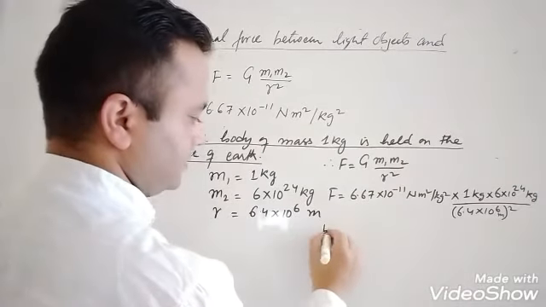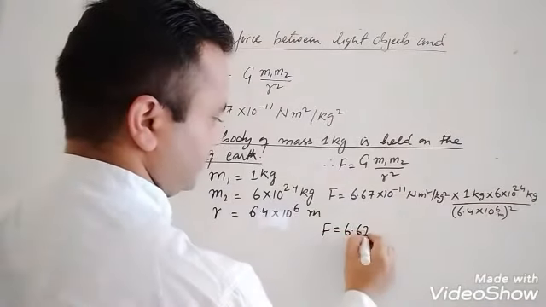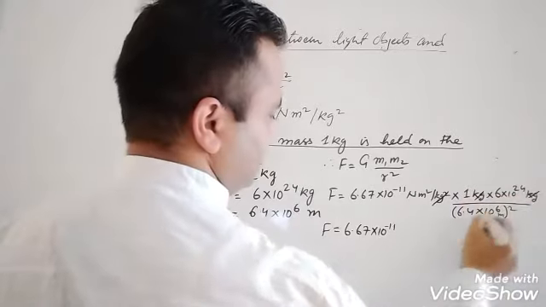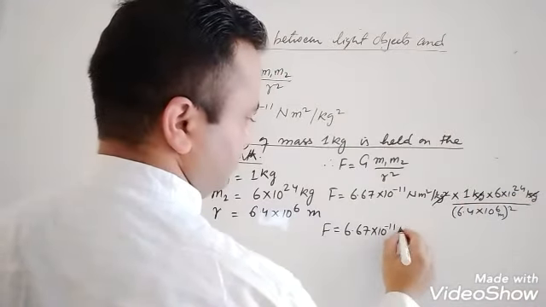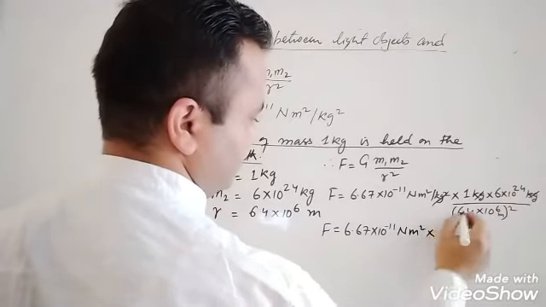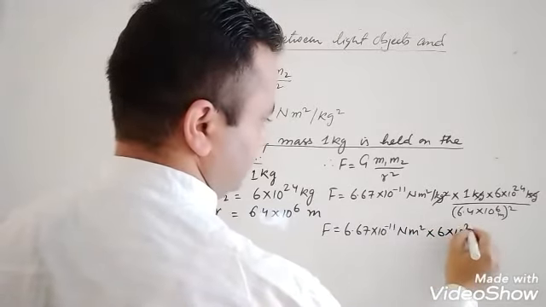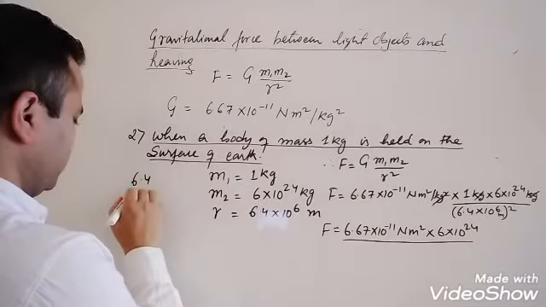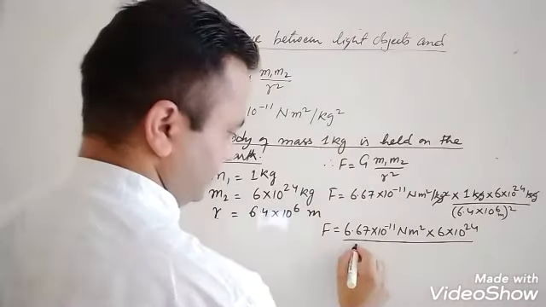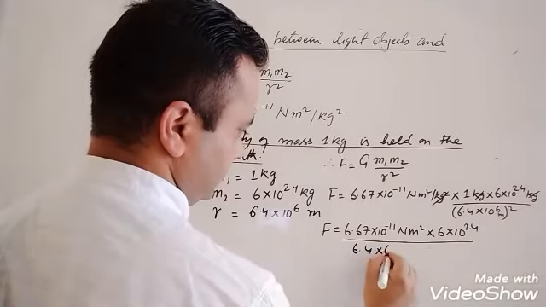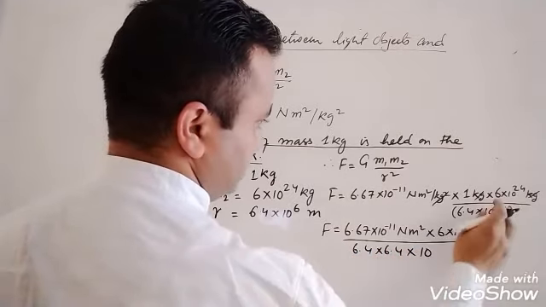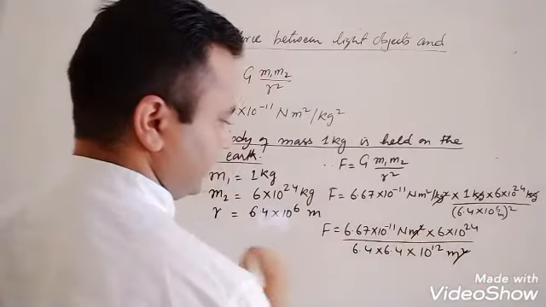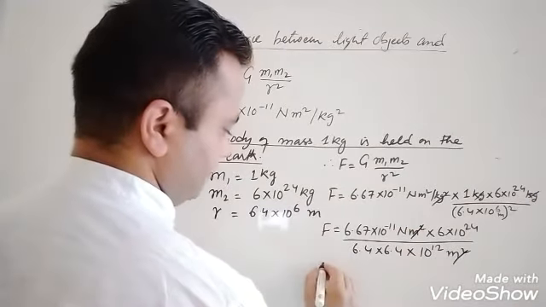Now the next step. 6.67 into 10 to the power minus 11. The kg square cancels. Now it is Newton meter square into 6 into 10 to the power 24 divided by 6.4 into 6.4 into 10 to the power 6 into 2, which is 12, meter square. So meter square also cancels.